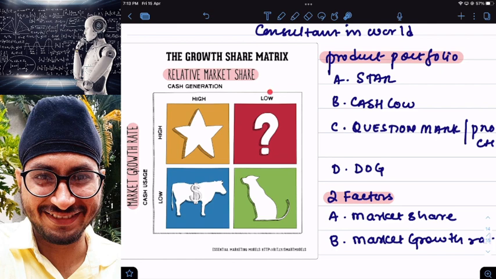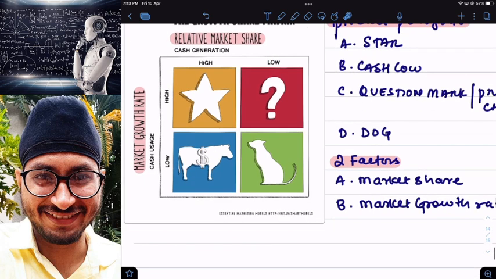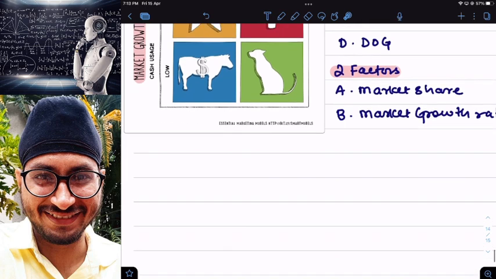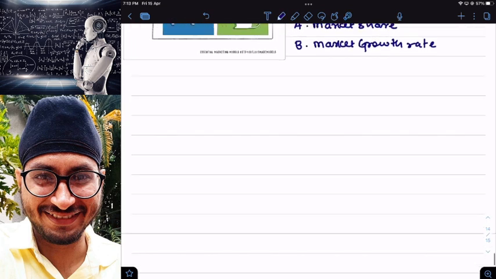I'm having a low market share in a high growth rate market. Who am I? Question mark. I'm having low market share in a low growth rate market. That is called what? Dog. So I will divide this into how many parts? Four parts.